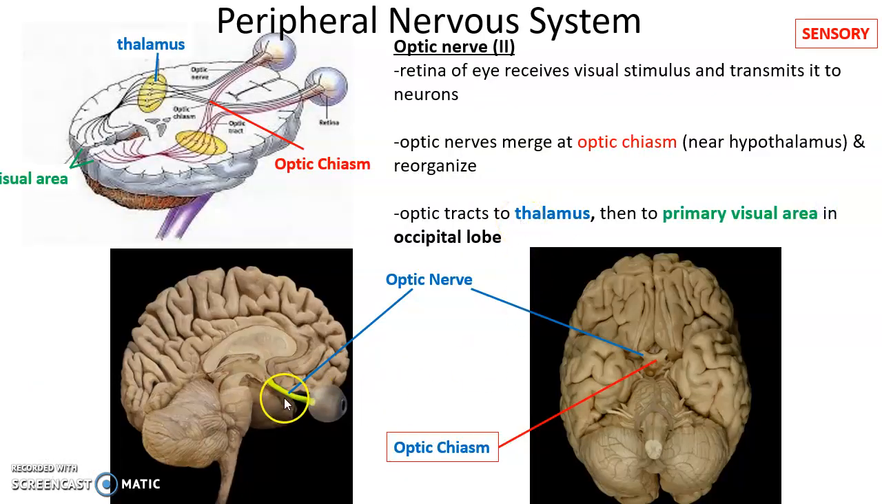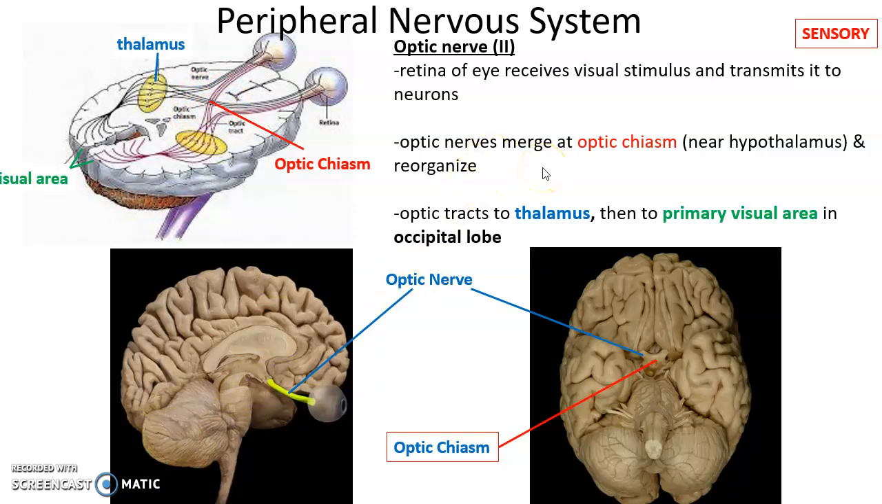Then we have our optic nerve. Optic nerves, two of them, one for each eye. The receptors are found in the retina of the eye, and they detect light. And then they transmit that information to sensory neurons that then form the optic nerves that leave the eyeballs and travel into the brain. There, the two optic nerves come together to form a structure called the optic chiasm. You can see the optic chiasm is right next to the hypothalamus.